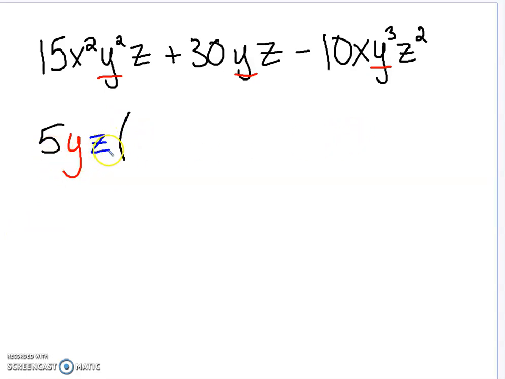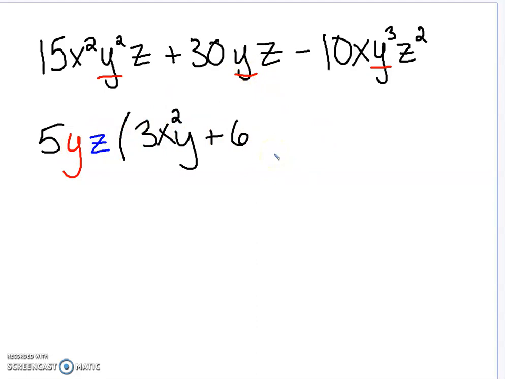So 5yz times what would give us 15x squared y squared z? So we need 3 to multiply to get 15. And we're missing a y. We're missing x squared. And we don't need any more z's. We already have one. And then we're asking ourselves, 5yz times what would give me 30yz? So I'd have to multiply it by 6. 5 times 6 would give me 30. And I already have my y and I already have my z, so I need nothing else.